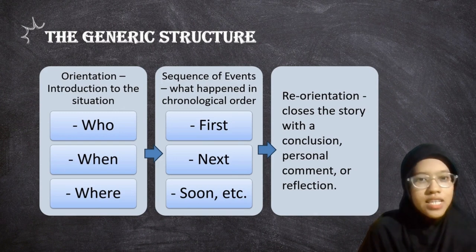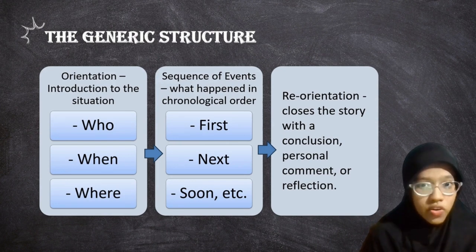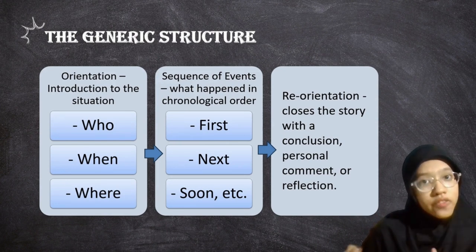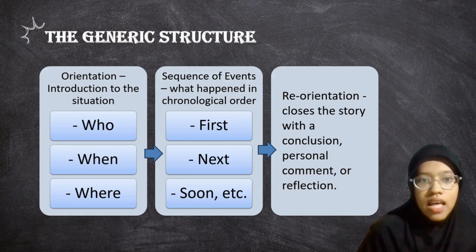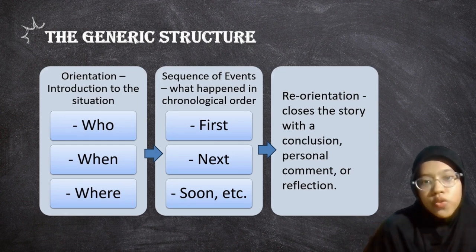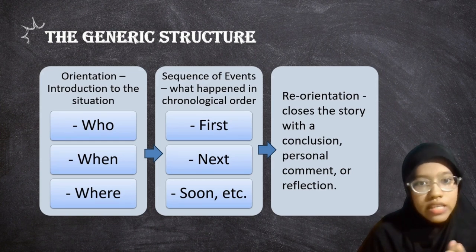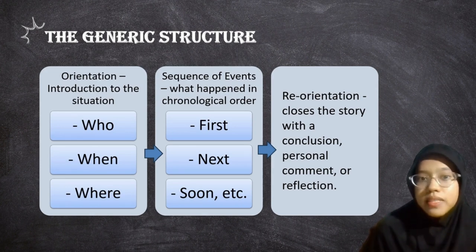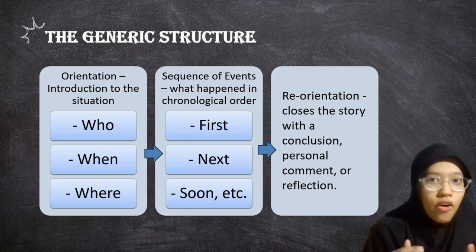The first part of the structure is orientation. This is the introduction of the story. It tells who was involved, where the event took place, and when it happened. It gives background information to help the readers understand the situation. The second part is series of events. This is the body or main part of the recount text. It describes what happened step by step, in chronological order. Each sentence or paragraph moves the story forward in time. And finally, the reorientation.